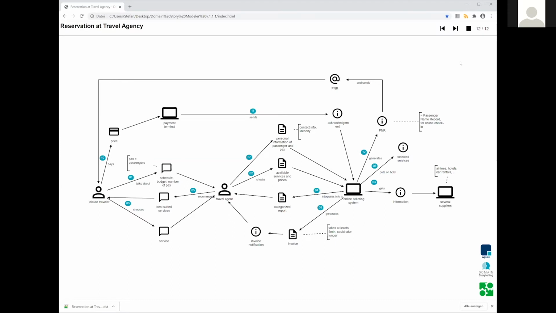Even though this was just a short example, I already learned a lot about this domain. So I learned that there are several systems involved. There's a ticketing system. There are other external systems that the system communicates with.